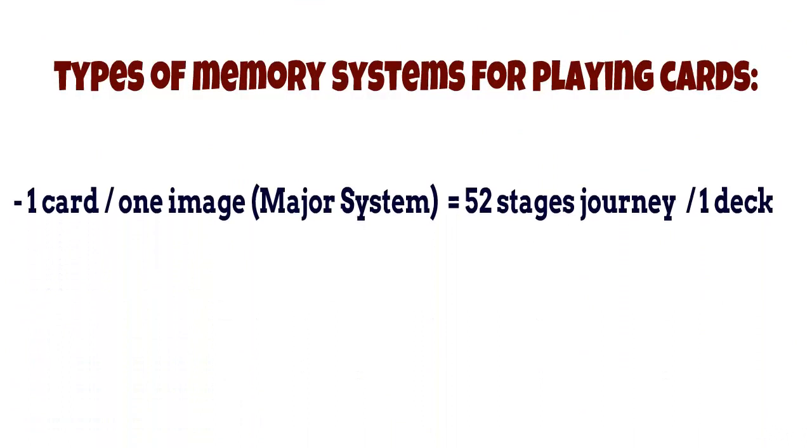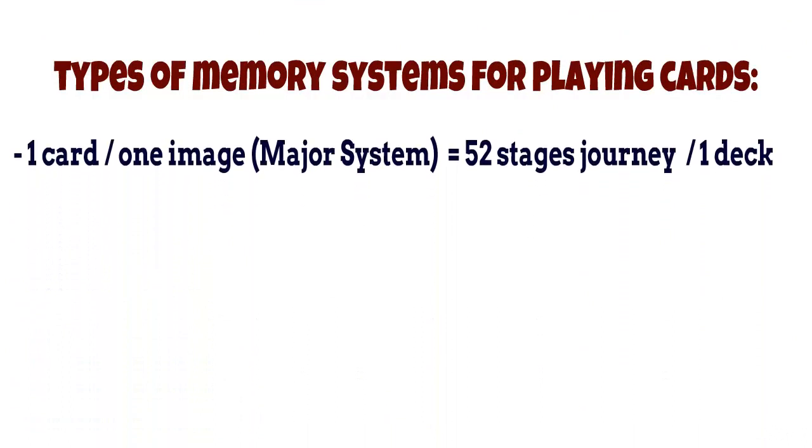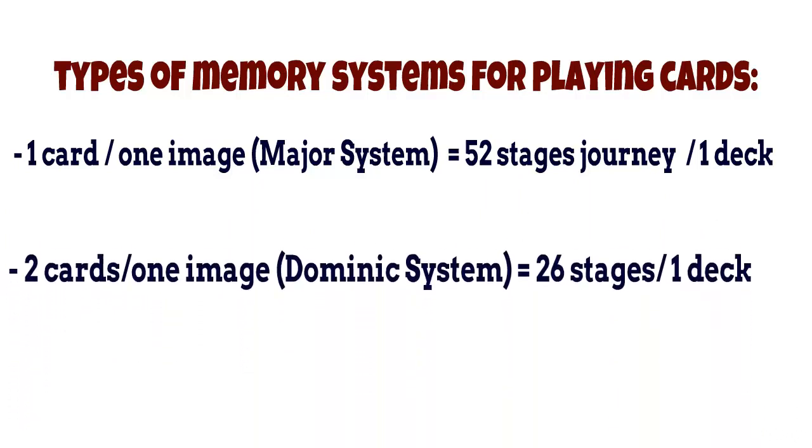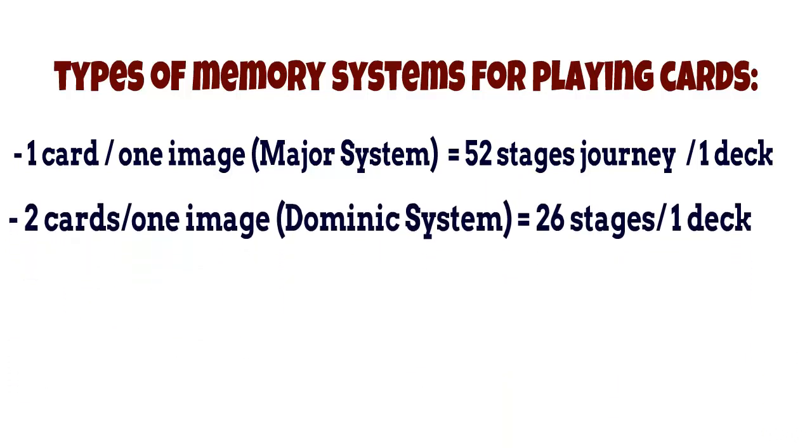Depending on the number of cards stored in a single location, there are several types of memory systems for playing cards. One card, one image: the major system. You need 52 distinct points on your journey to memorize the whole deck. Two cards, one image: the dominant system, person action. You need 26 distinct points on your journey to memorize the whole deck.